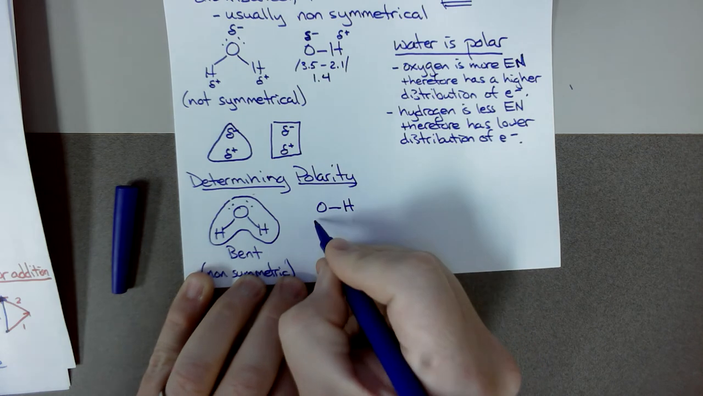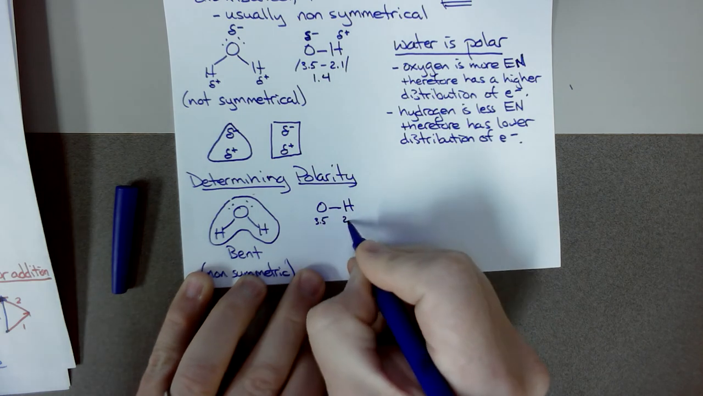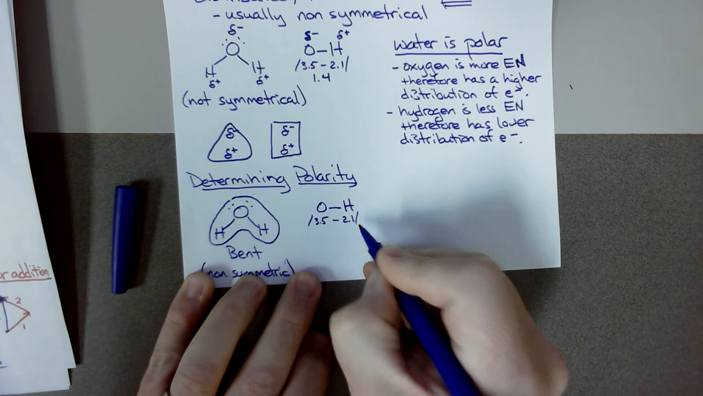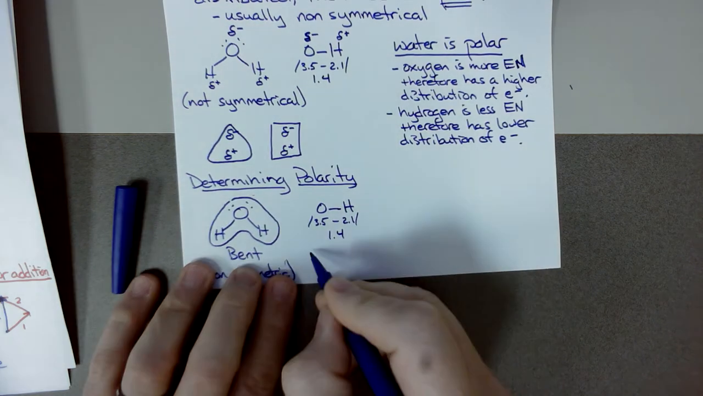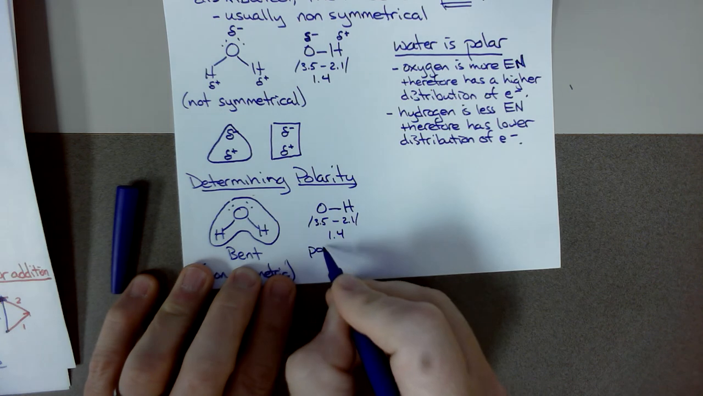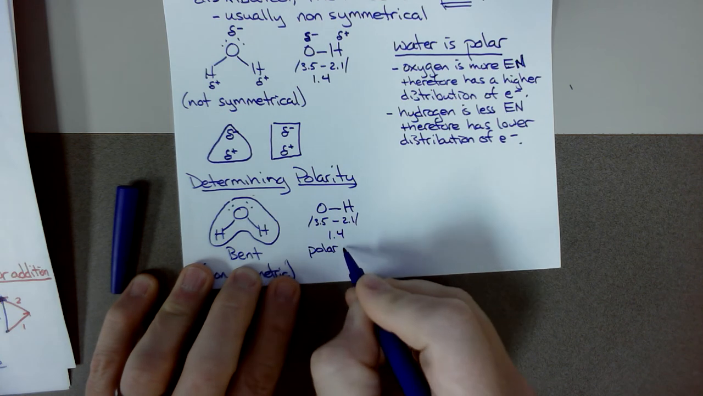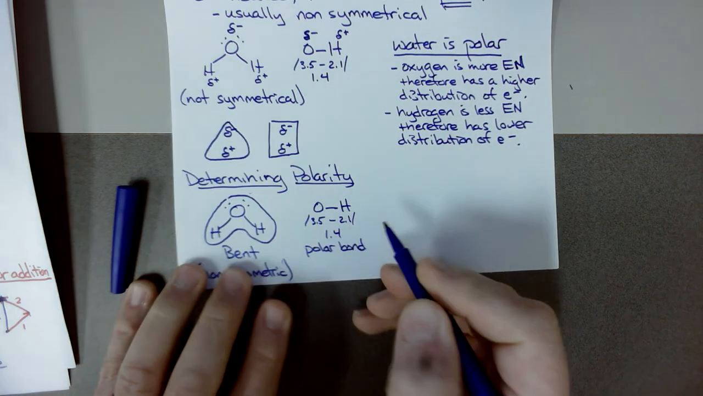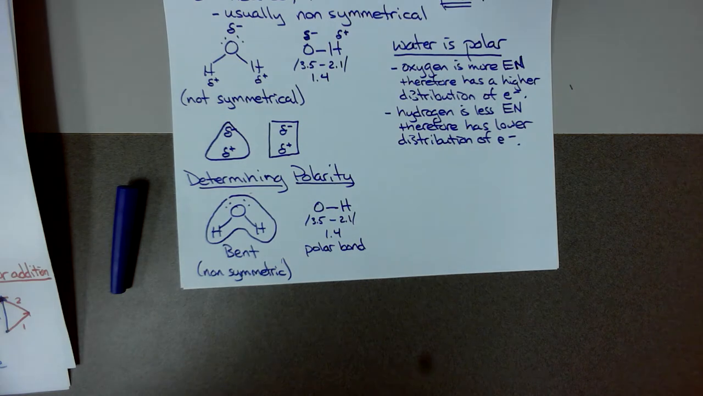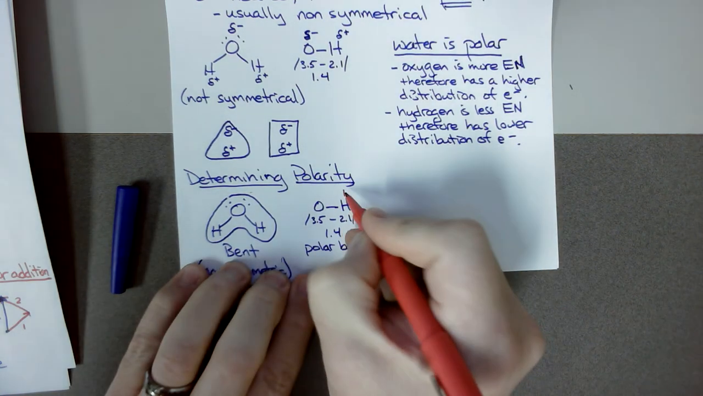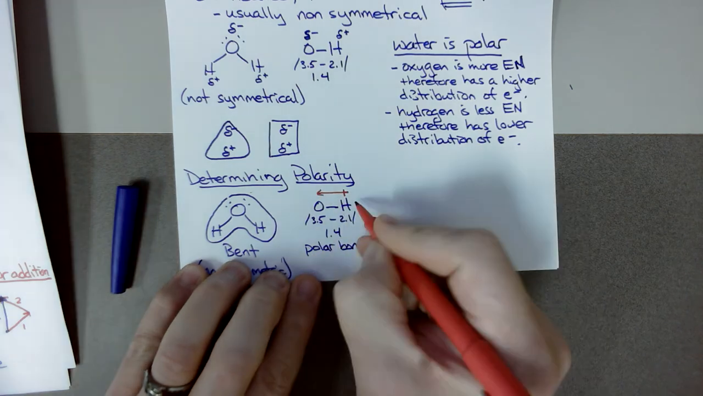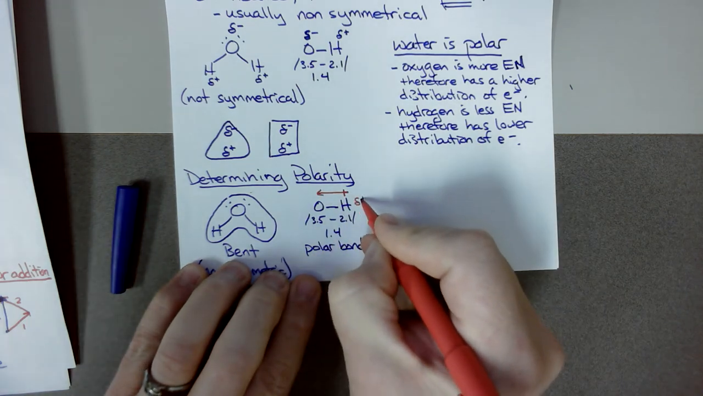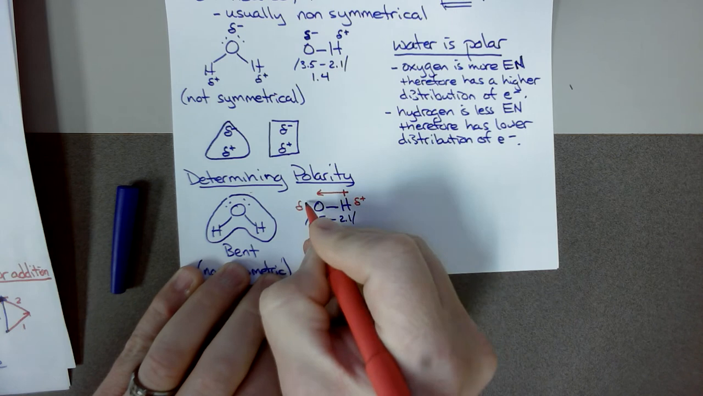If this is 3.5 and 2.1, we have a difference of 1.4. So we know that the oxygen-hydrogen bond is a polar bond, and we would say that it has a dipole vector in this direction, from the partial positive to the partial negative.